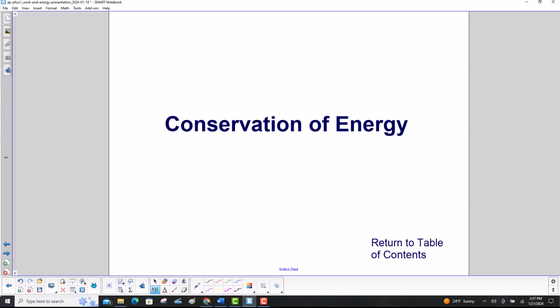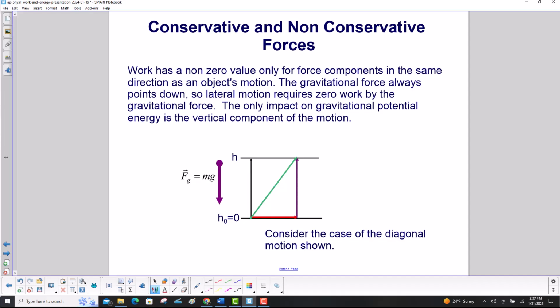Conservation of energy. Work has a non-zero value only for force components in the same direction as an object's motion. The gravitational force always points down, so lateral motion requires zero work by the gravitational force. The only impact on gravitational potential energy is the vertical component of the motion.